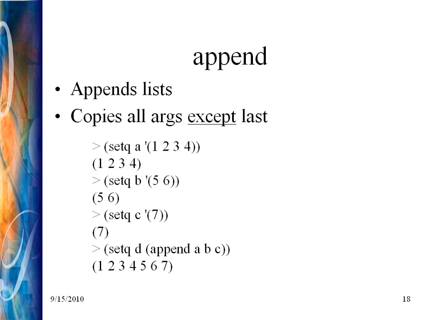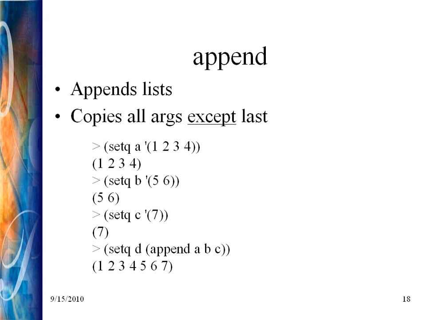You have a bunch of lists, and the function append simply runs all the lists together. All the argument lists except the last are copied. The last list is simply used. And so we set QA to be 1, 2, 3, 4. We set QB to be 5, 6. And we set QC to be 7. And D appends all of those things together.